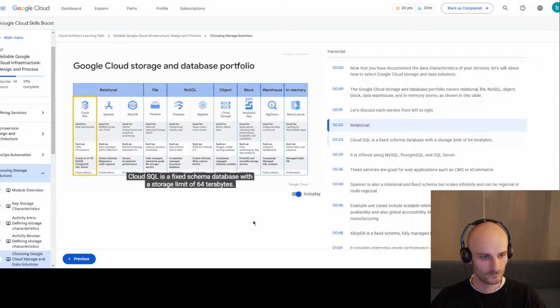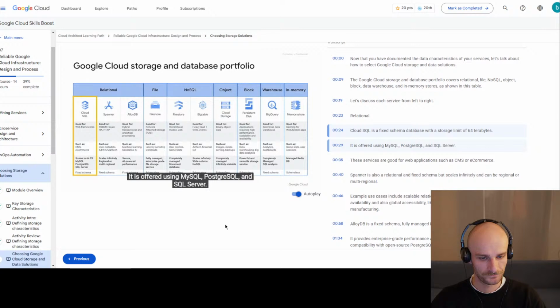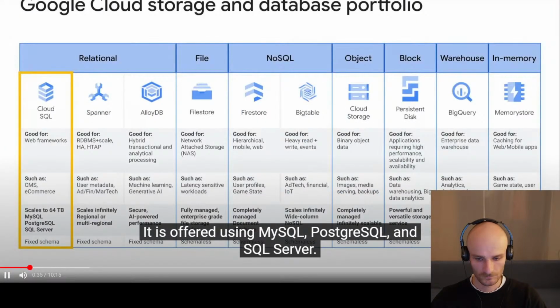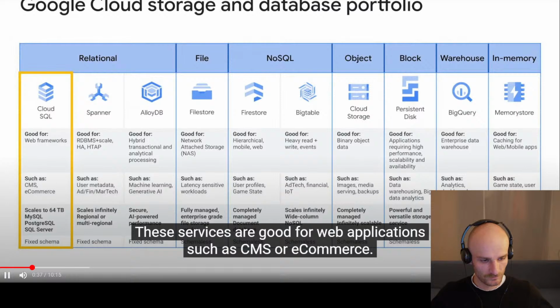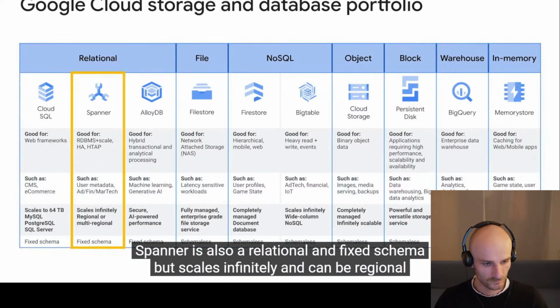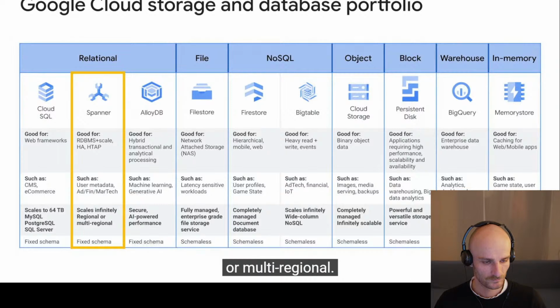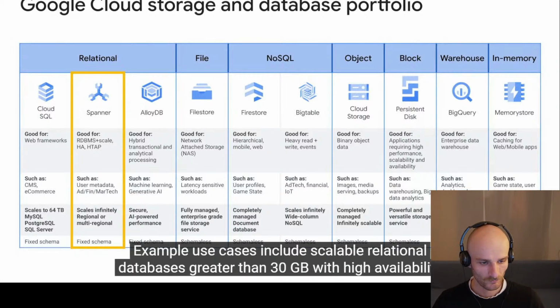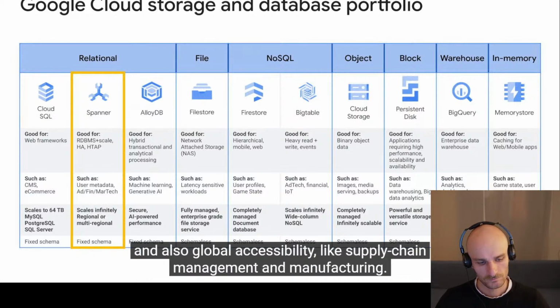Relational. Cloud SQL is a fixed schema database with a storage limit of 64 terabytes. It is offered using MySQL, PostgreSQL, and SQL Server. These services are good for web applications such as CMS or e-commerce. Spanner is also relational and fixed schema, but it scales infinitely and can be regional or multi-regional. Example use cases include scalable relational databases greater than 30 gigabytes with high availability and also global accessibility, like supply chain management and manufacturing.